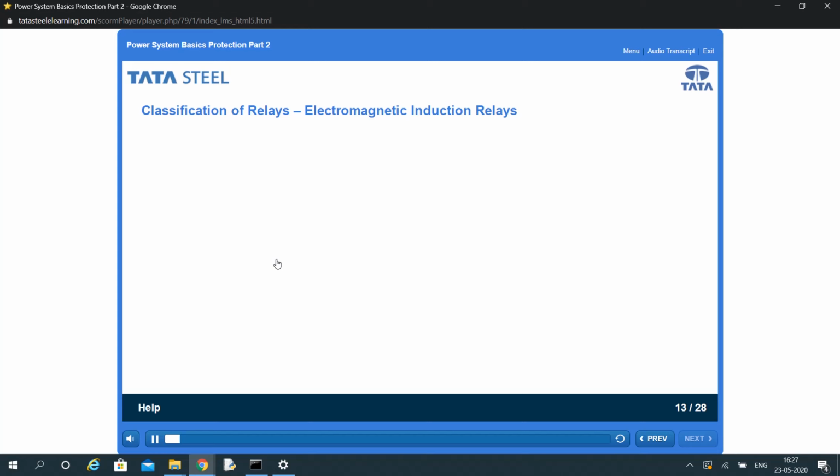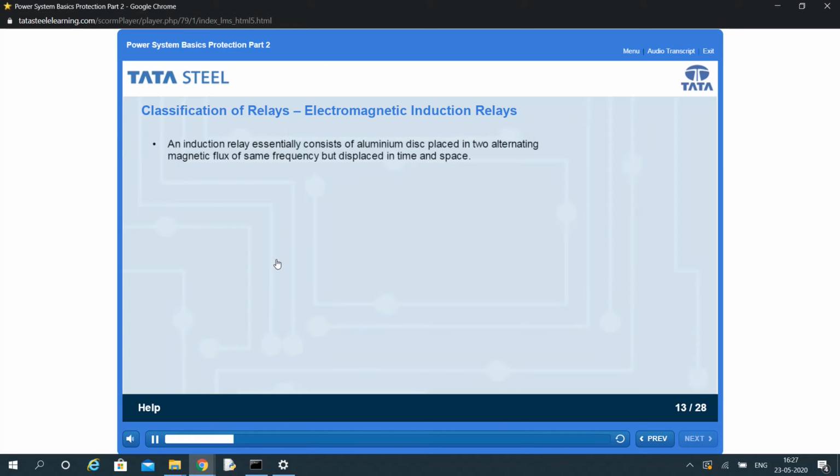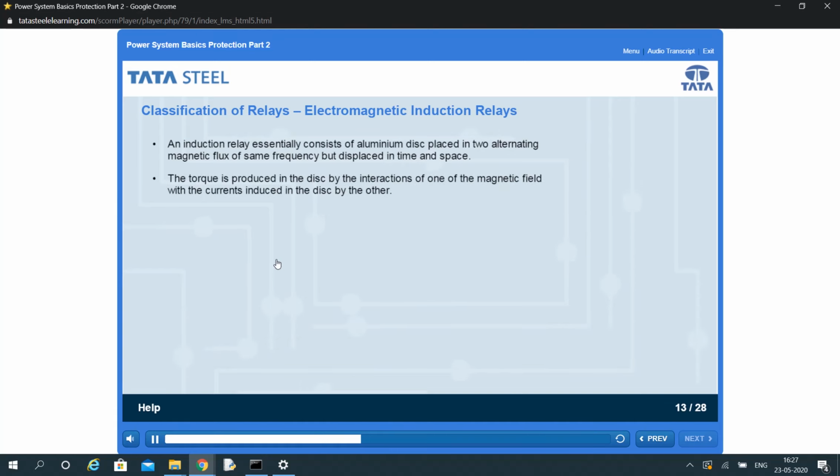Next type of relay is the electromagnetic induction relay. An induction relay essentially consists of an aluminium disc placed in two alternating magnetic fluxes of the same frequency but displaced in time and space. The torque is produced in the disc by the interaction of one of the magnetic fields with the currents induced in the disc by the other.